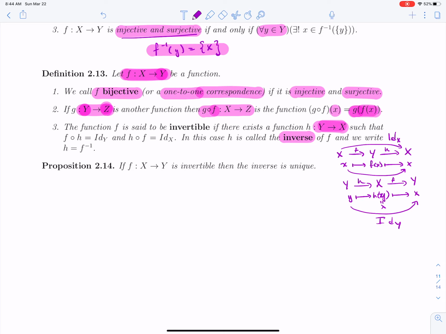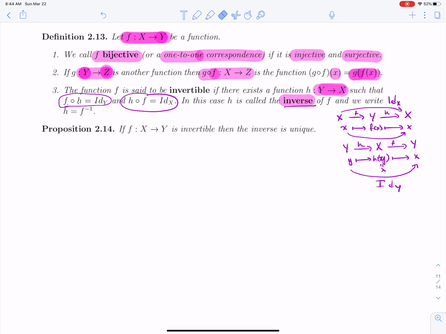So when we want to show that a function has an inverse, we have to show two things. One is that the composition first doing h, then doing f is the identity on y, and the other composition, h following f, is the identity on x. And so the first thing we need to do is we need to justify the idea of the inverse. We call a function that has an inverse invertible. So the statement is if f maps x to y is invertible, then its inverse is unique. So the inverse is a justifiable statement.